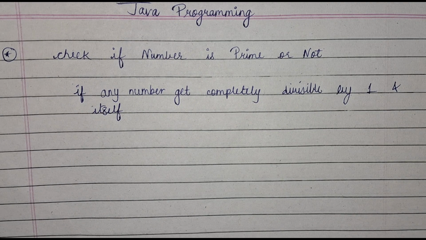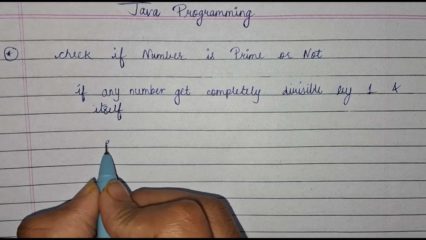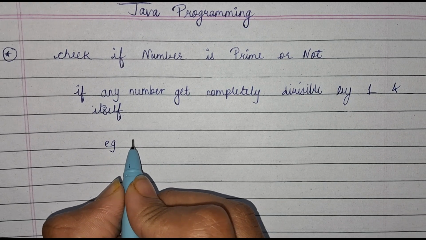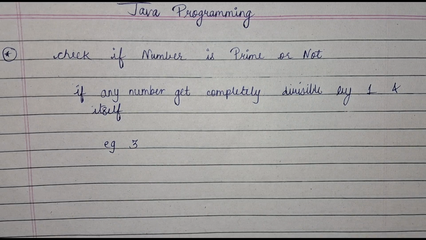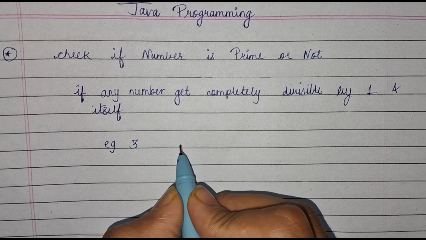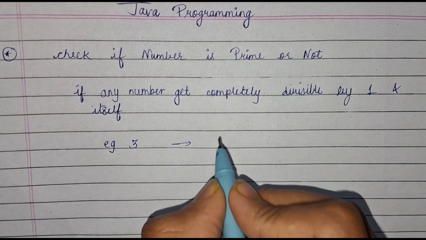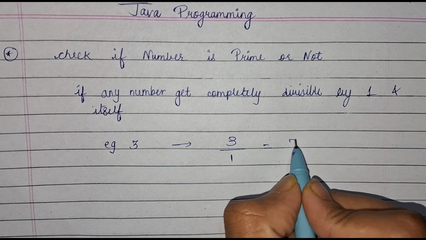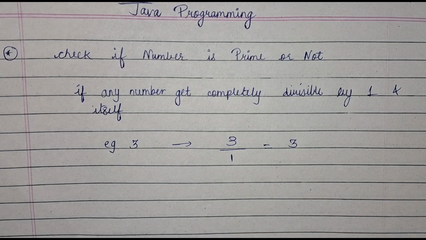Completely divisible means what? Let's take 3 as an example. If we divide 3 by 1, the answer will be 3, and the remainder will be 0. So completely divisible means the remainder is 0.